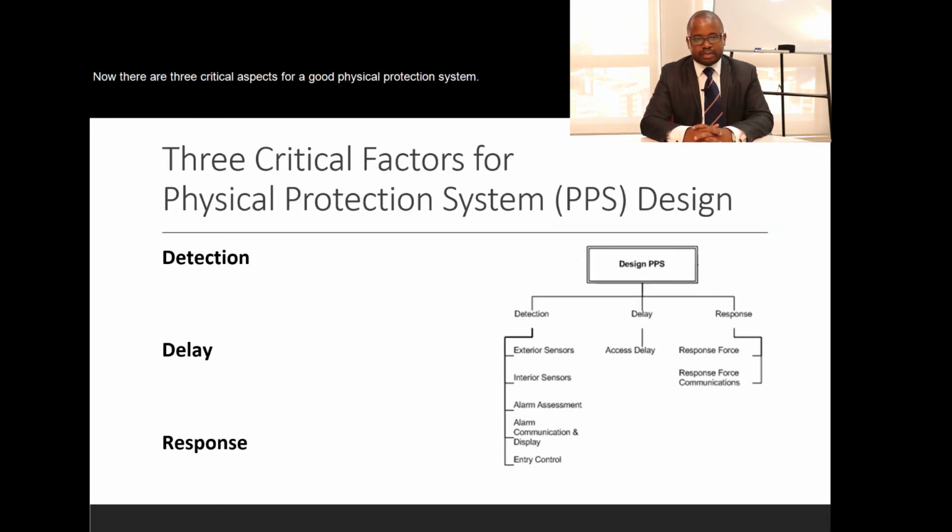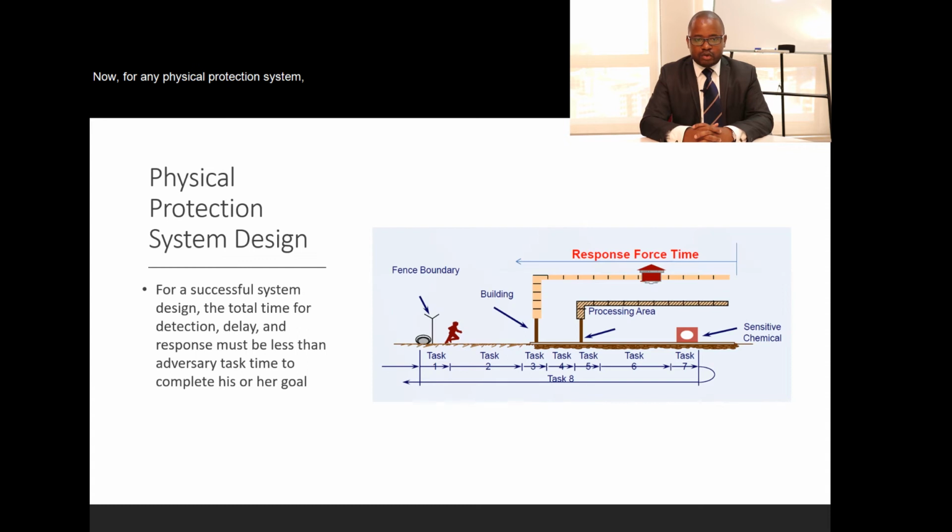Now, there are three critical aspects of a good physical protection system: detect, delay, and respond. Every physical protection system should incorporate these three different aspects to achieve effective protection of our chemical assets. For any physical protection system, it is important to consider how long it takes to detect an intruder, to delay the intruder, and to respond in case an intrusion occurs.